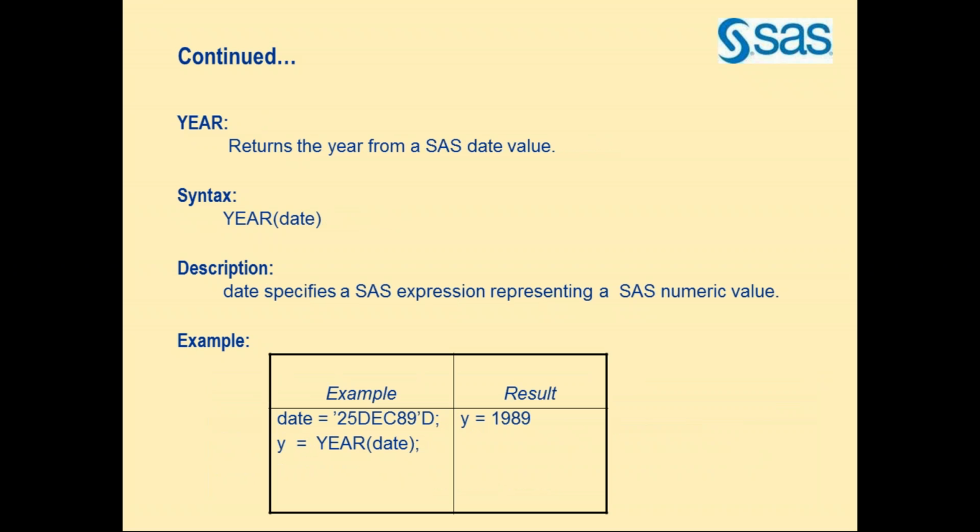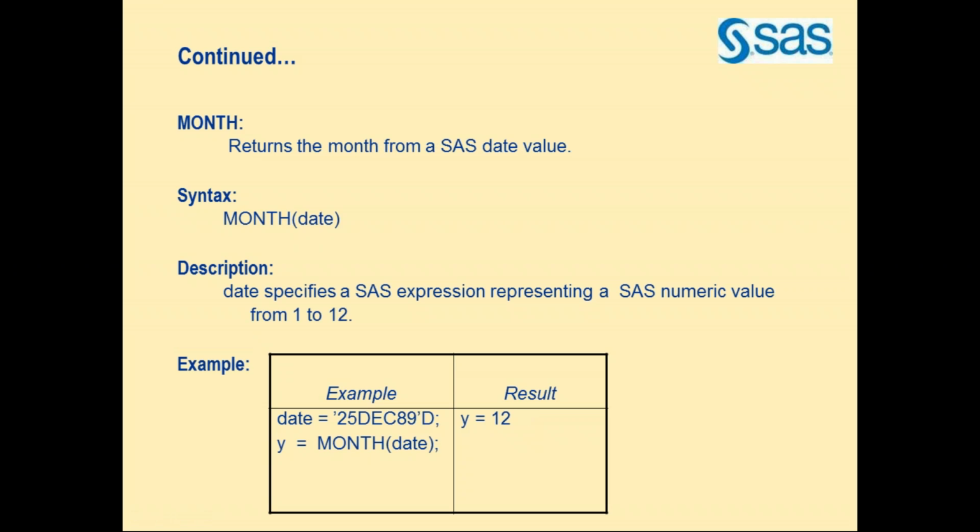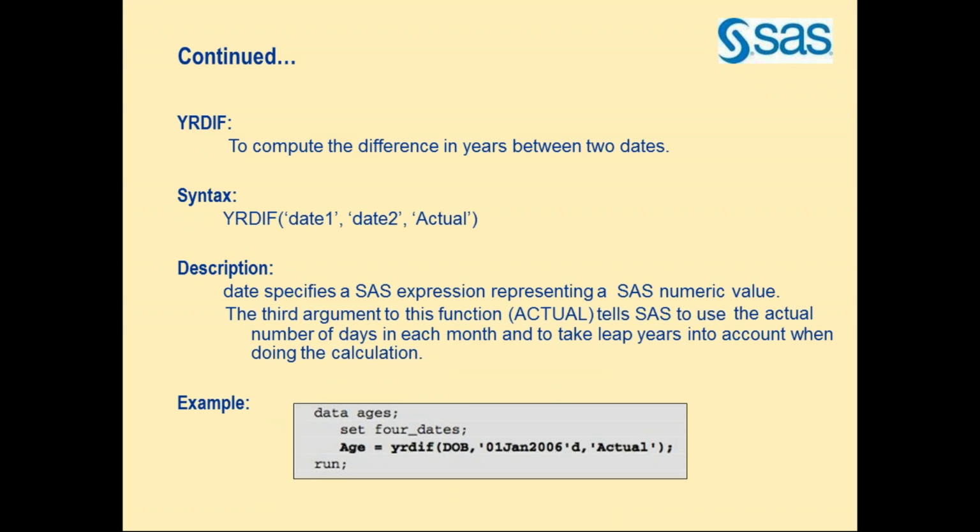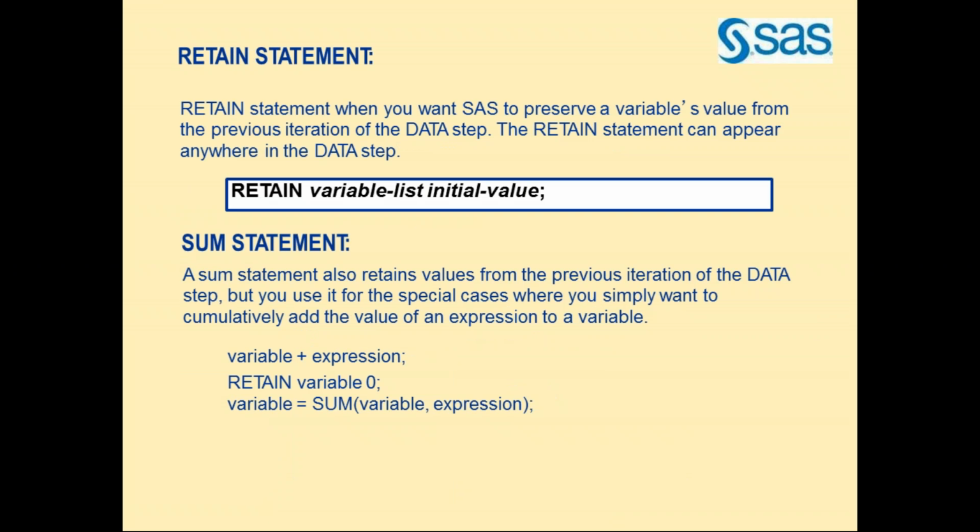Year, with the help of year, you will extract the year part from your date. Month, you can extract the month part. Quarter, you can convert your date into a quarter. Which quarter? Year diff, I have already covered.